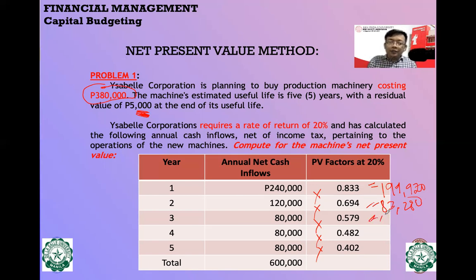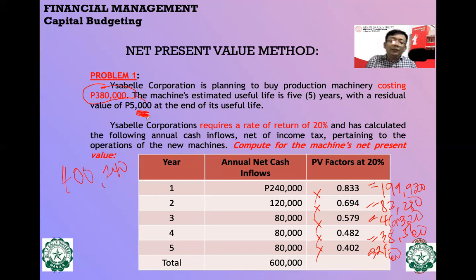Ito ay 46,320. 80,000 times 0.482. Ito ay 38,560. 80,000 times 0.402. You have 32,160. By the way, may kulang pa. Ilan ito lahat? 32,160 plus 38,560. Sir, 400,240 po. Ilan? 400,000? 240. 400,240. Meron pang isa ha?